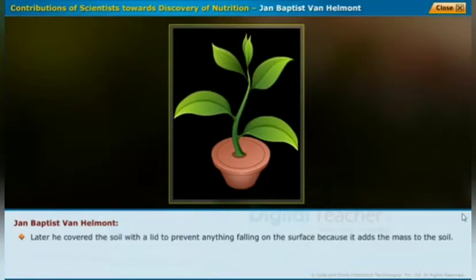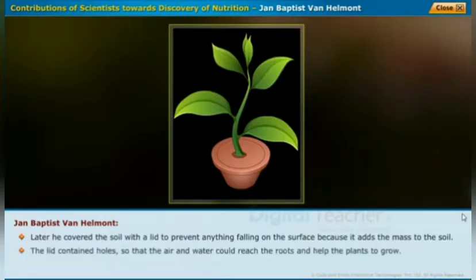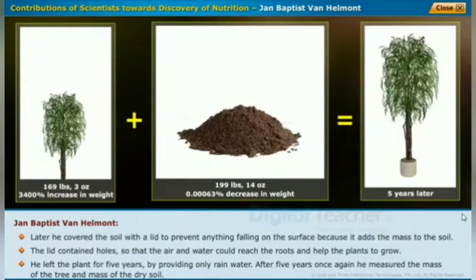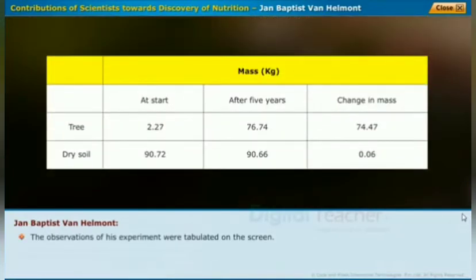to the soil. The lid contained holes so that the air and water could reach the roots and help the plant to grow. He left the plant for 5 years by providing only rainwater. After 5 years, once again he measured the mass of the tree and mass of the dry soil. The observations of his experiment are tabulated on the screen.